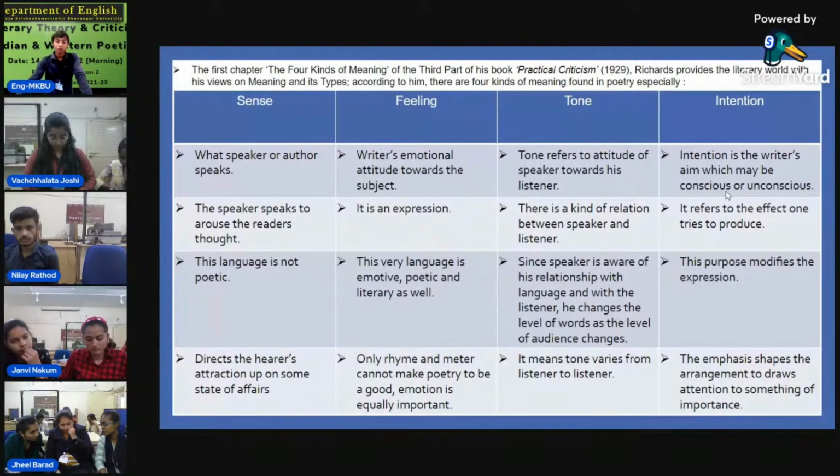This language is not poetic. Now, sense is not the language of poets. And feeling, this very language is emotive, poetic, and literary as well. Tone, since the speaker is aware of his relationship with language and with the listener, he changes the level of words as the level of audience changes.